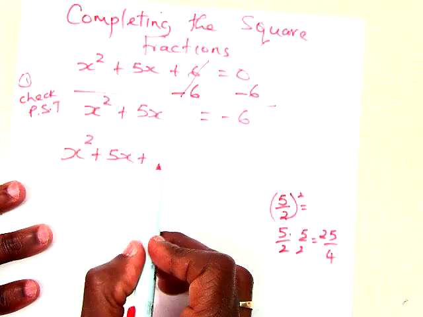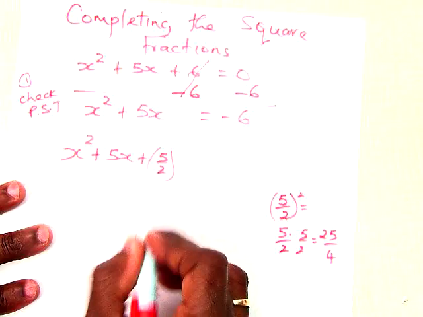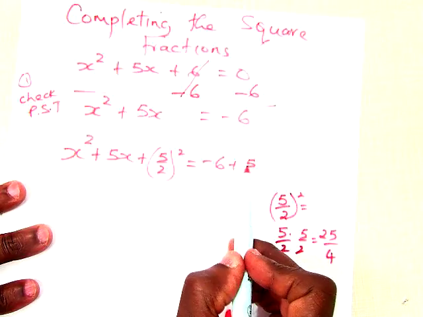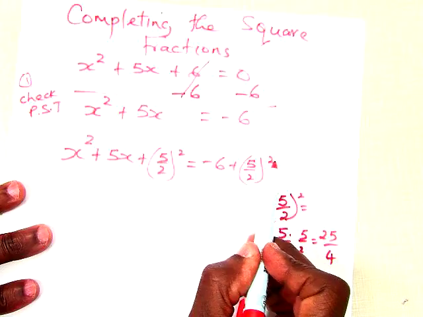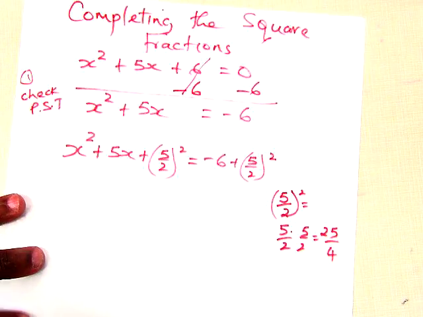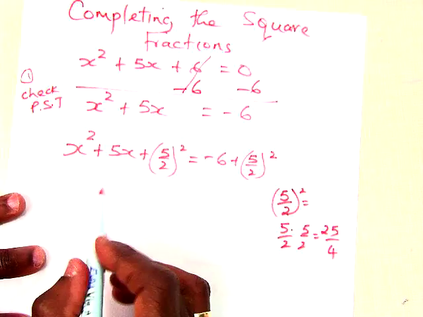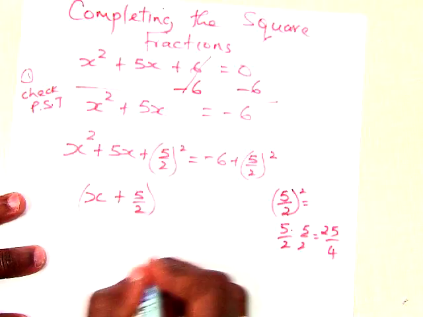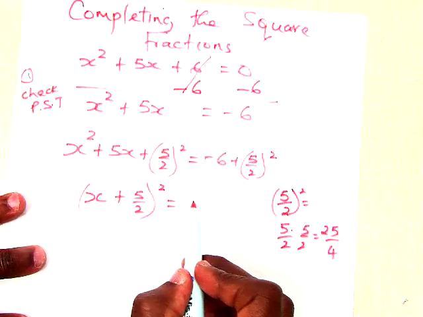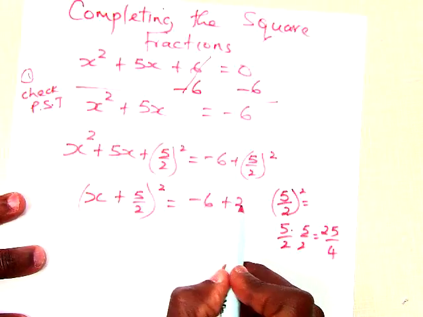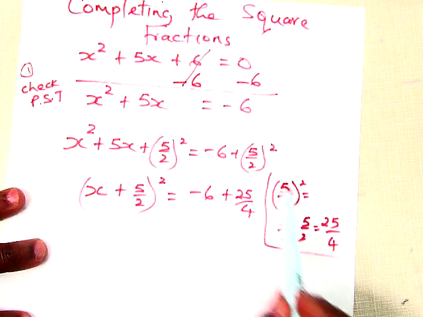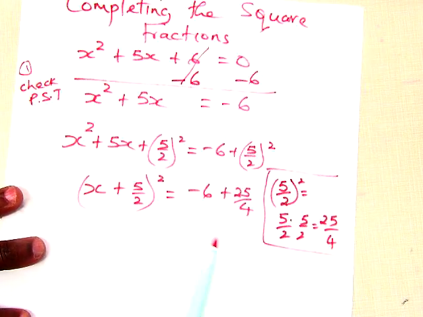So my next line now reads x squared plus 5x. Instead of writing 25 over 4, I'm just going to write it as 5 over 2 squared. And I'm adding 5 over 2 squared to both sides. I can now write this as a binomial squared, which is x plus 5 over 2 all squared equals negative 6 plus 25 over 4. So let's simplify this.